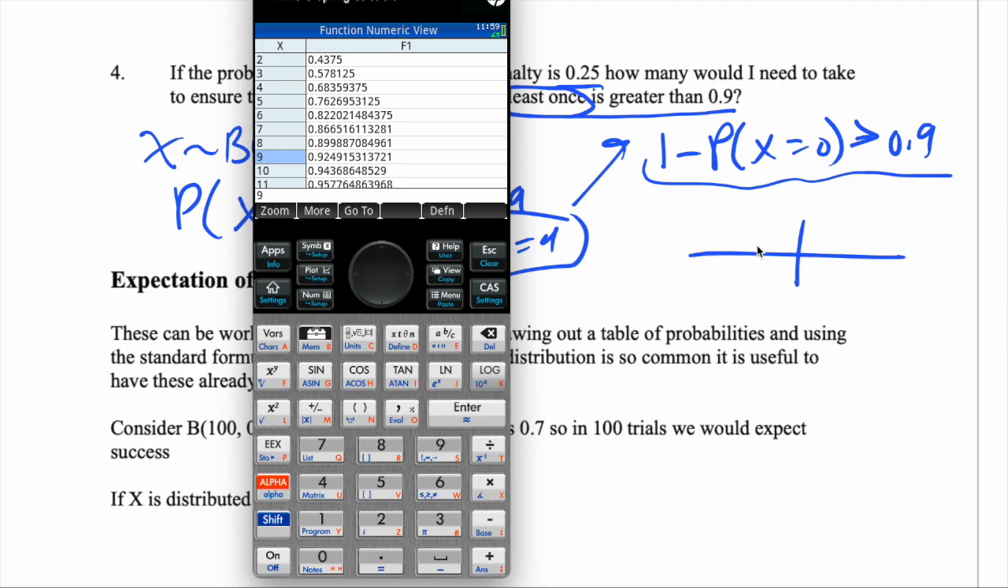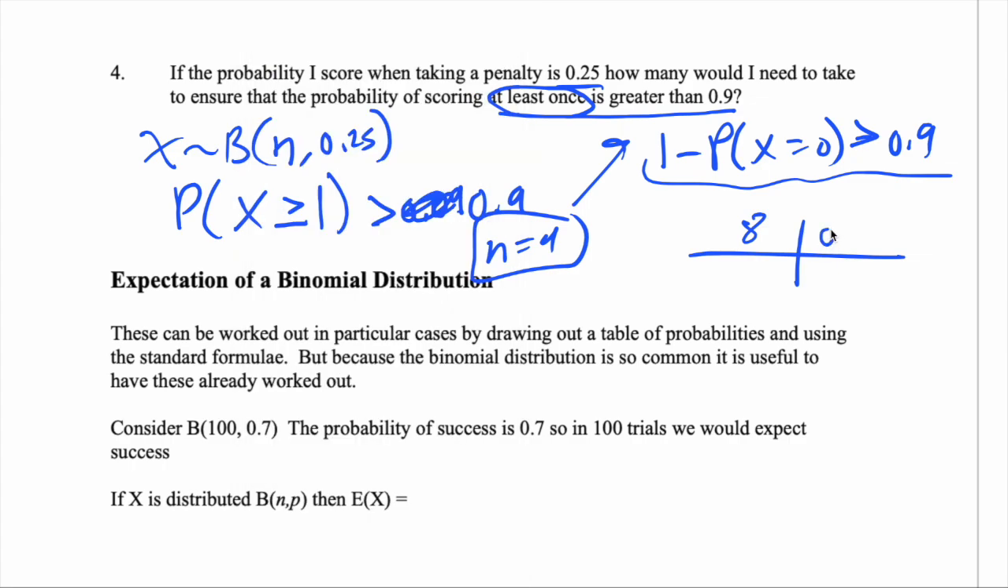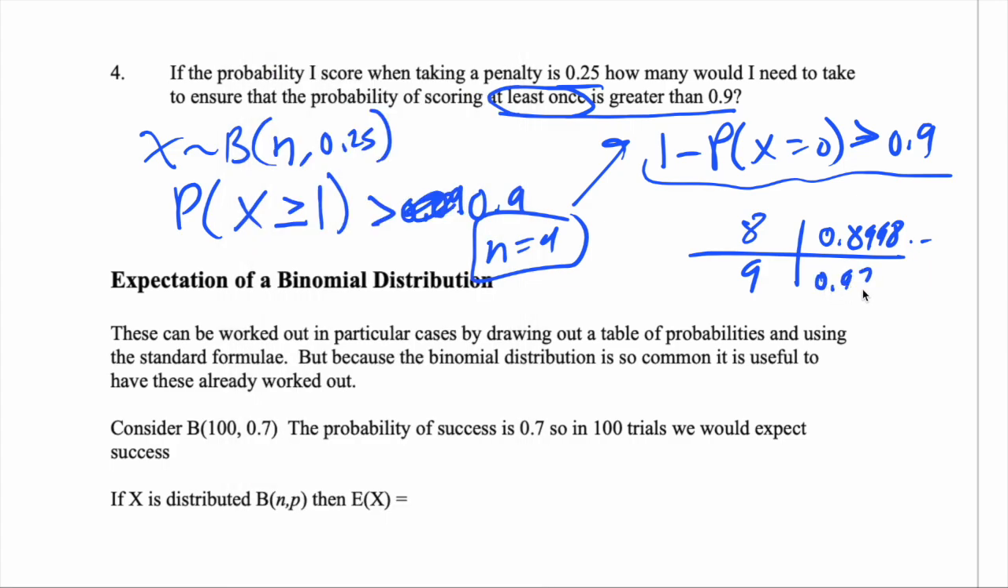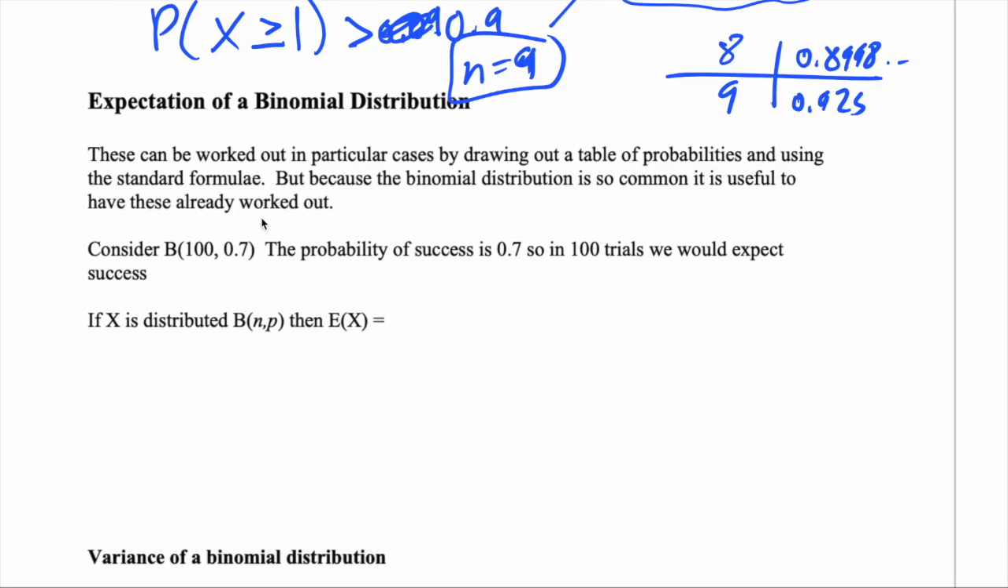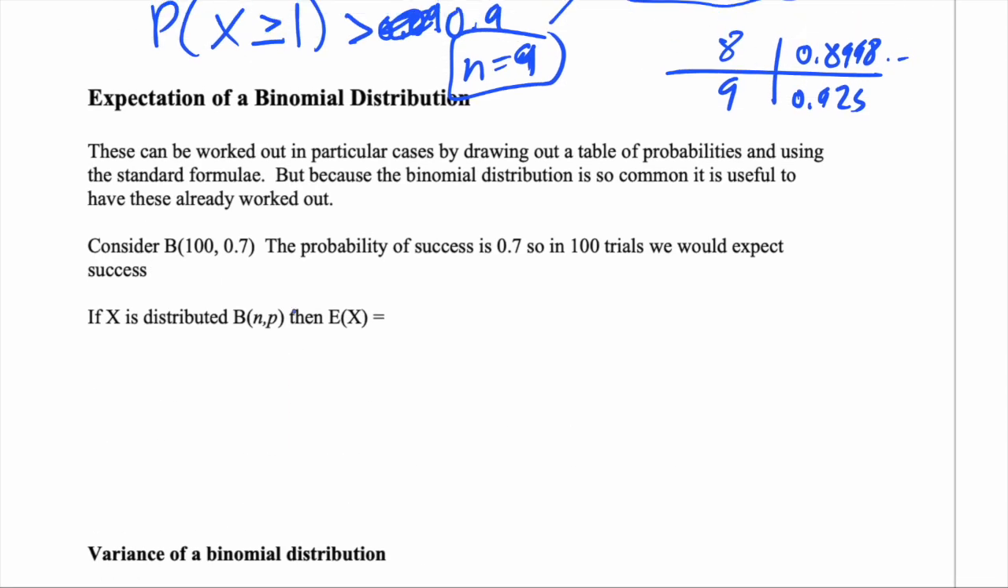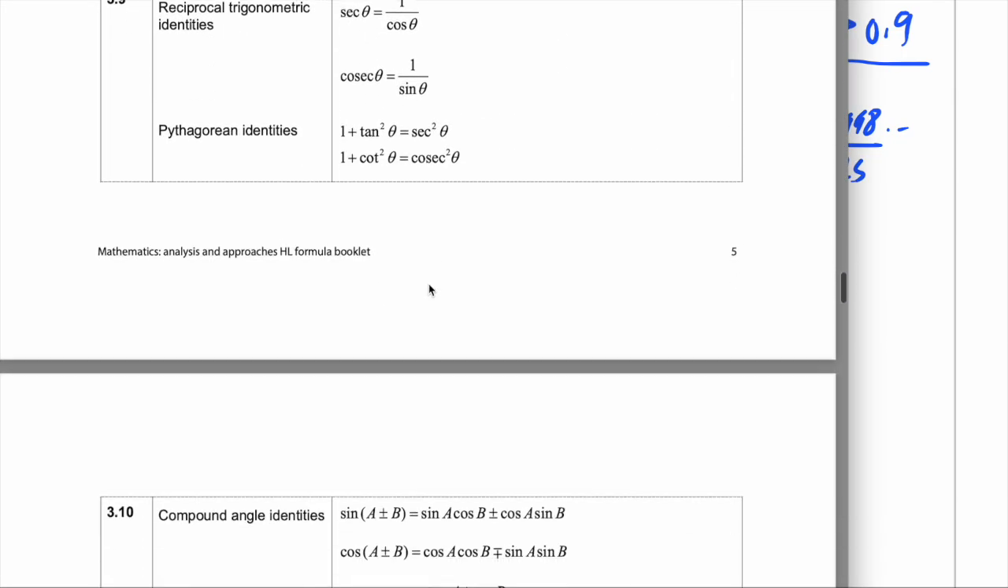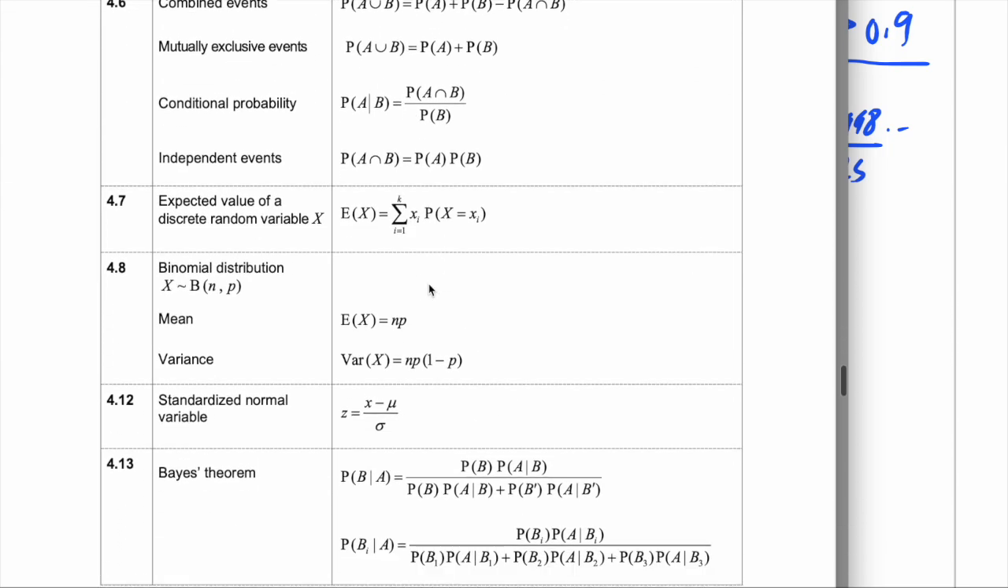Table says at 8 it's 0.8998, but at 9 it's 0.925. So the answer is definitely 9. Expectation means the expected value, and then we're going to do variance. So let's look at the formula booklet first. Formula booklet, probability section over in topic 4.